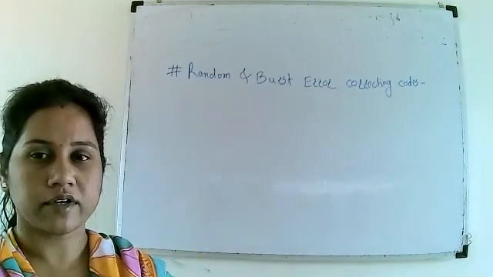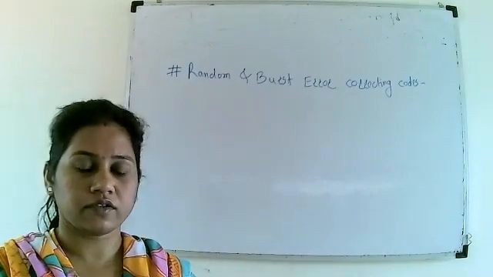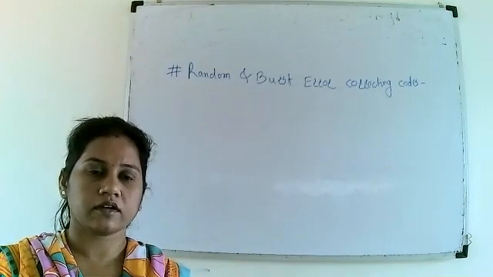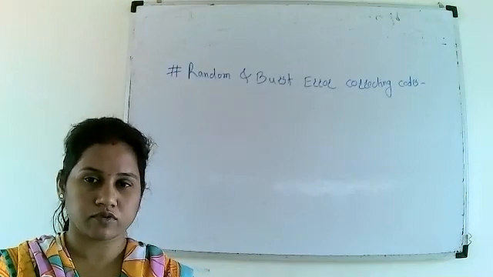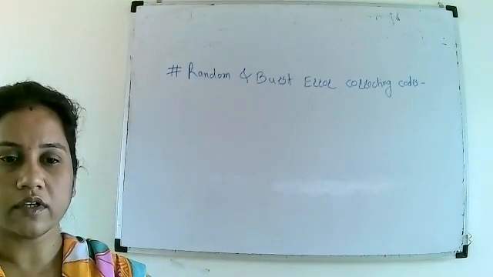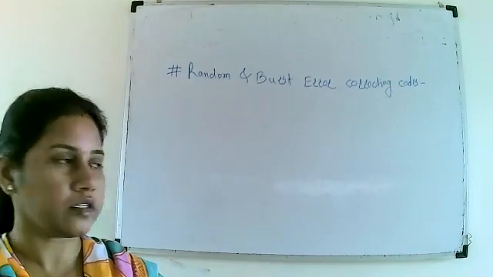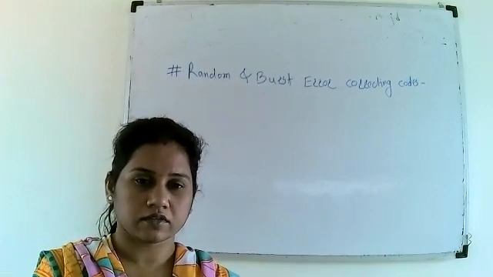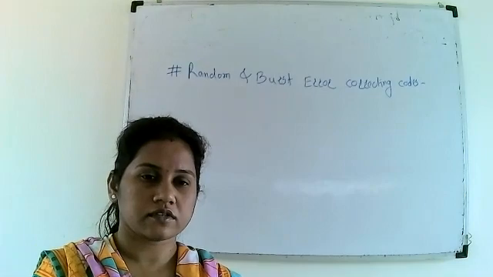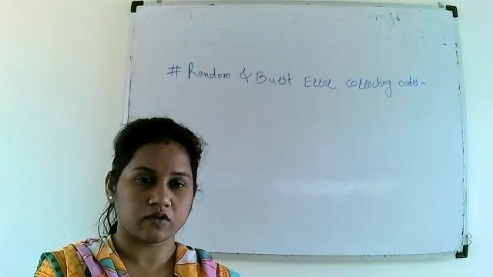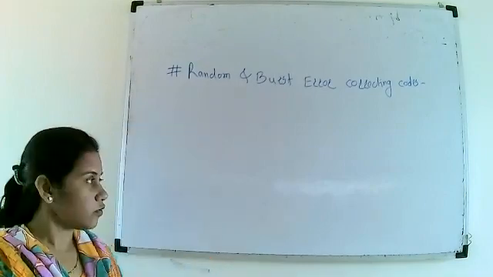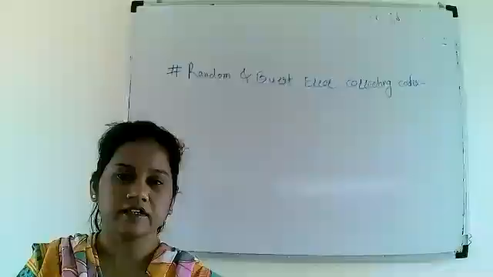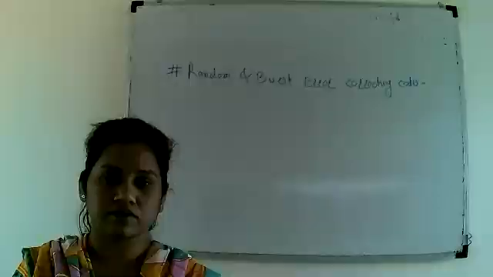In this random and burst error correcting codes lecture, in the last lecture we discussed some error correction techniques and the different types of error correcting codes. In that we discussed the linear codes and non-linear codes which we can use for error correction. Also we discussed the burst error correcting codes. Now today we will see what exactly the random codes and the burst error correcting codes are.